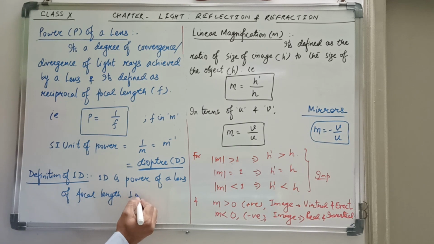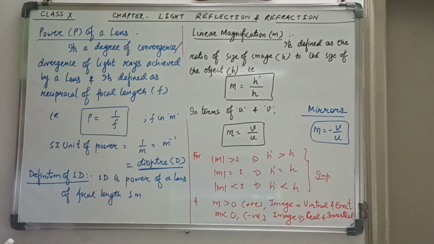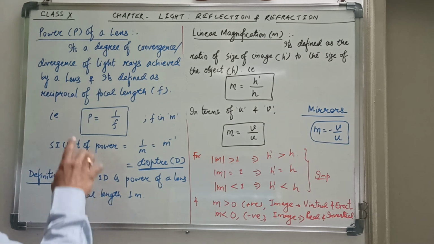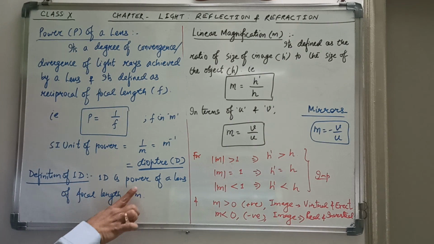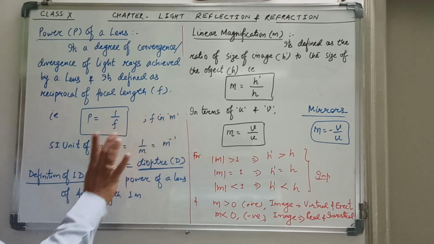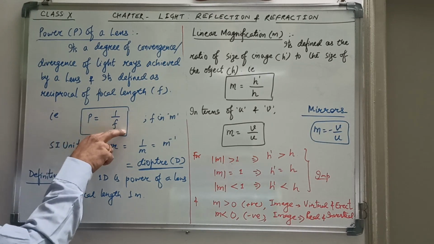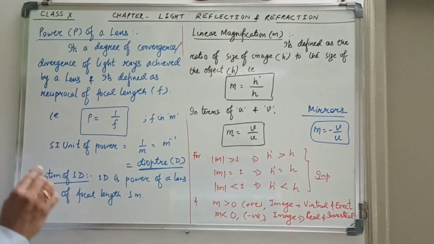Of focal length 1 meter. So you put F is equal to 1, P will be 1 upon 1, that is 1. Okay, so the power of a lens is the reciprocal of focal length, and when you use this diopter unit here, the focal length has to be in meters only, correct? So always put focal length in this formula by converting it into meters if it is given in centimeters.